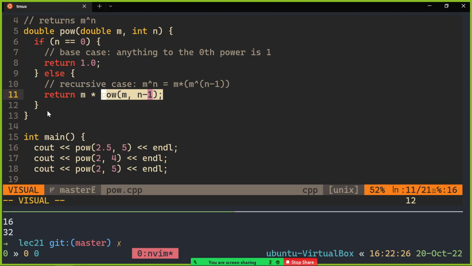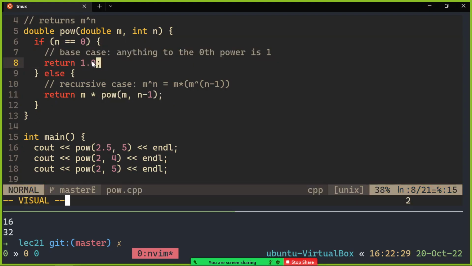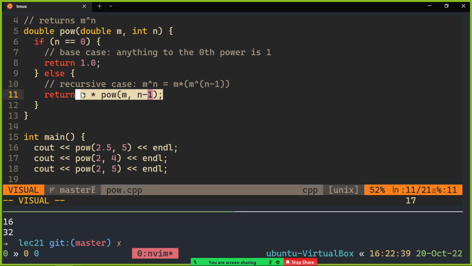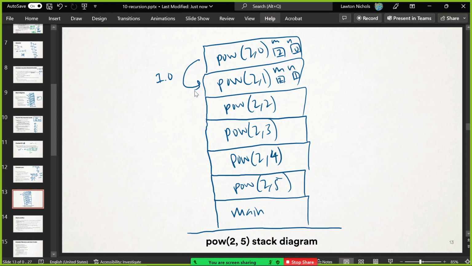So we notice we're finally in the base case. We return 1. 2 to the 0, the answer is 1. And we give that back to whoever was waiting for us, back to POW 2, 1, who was waiting right here on POW of 2, 0 to multiply its 2 and give back an answer. So now this one's done, we're back in POW 2, 1, it multiplies its 2 by the answer that we got back, and the answer is now 2.